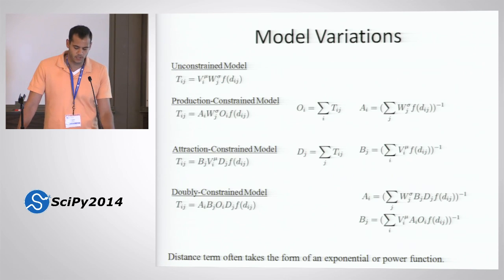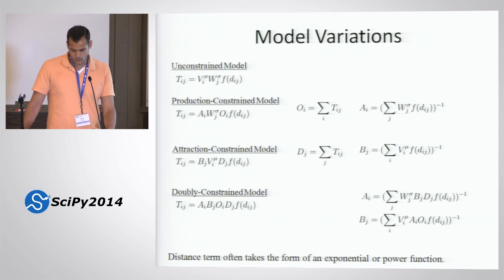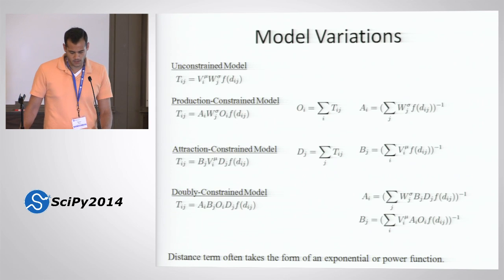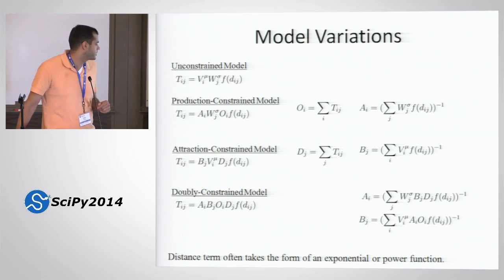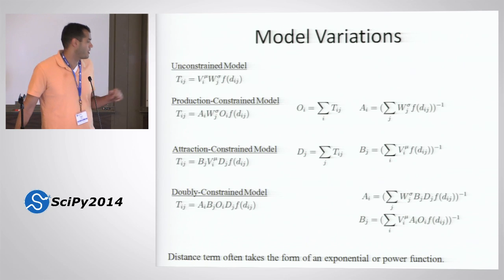The attraction constrained model is a mirror image of that. So we then introduce information about the total number of flows finishing at a destination, and this is useful for seeing why people might want to leave an origin. The doubly constrained model introduces both of those, the Oi and Dj terms, as well as both balancing factors, and this usually gives you the most predictive power in a model since you're introducing the most amount of information. In all of these models, the distance term often takes the form of an exponential or power function. So right now, dij is just wrapped in a generic function, but that's usually exponential or power.